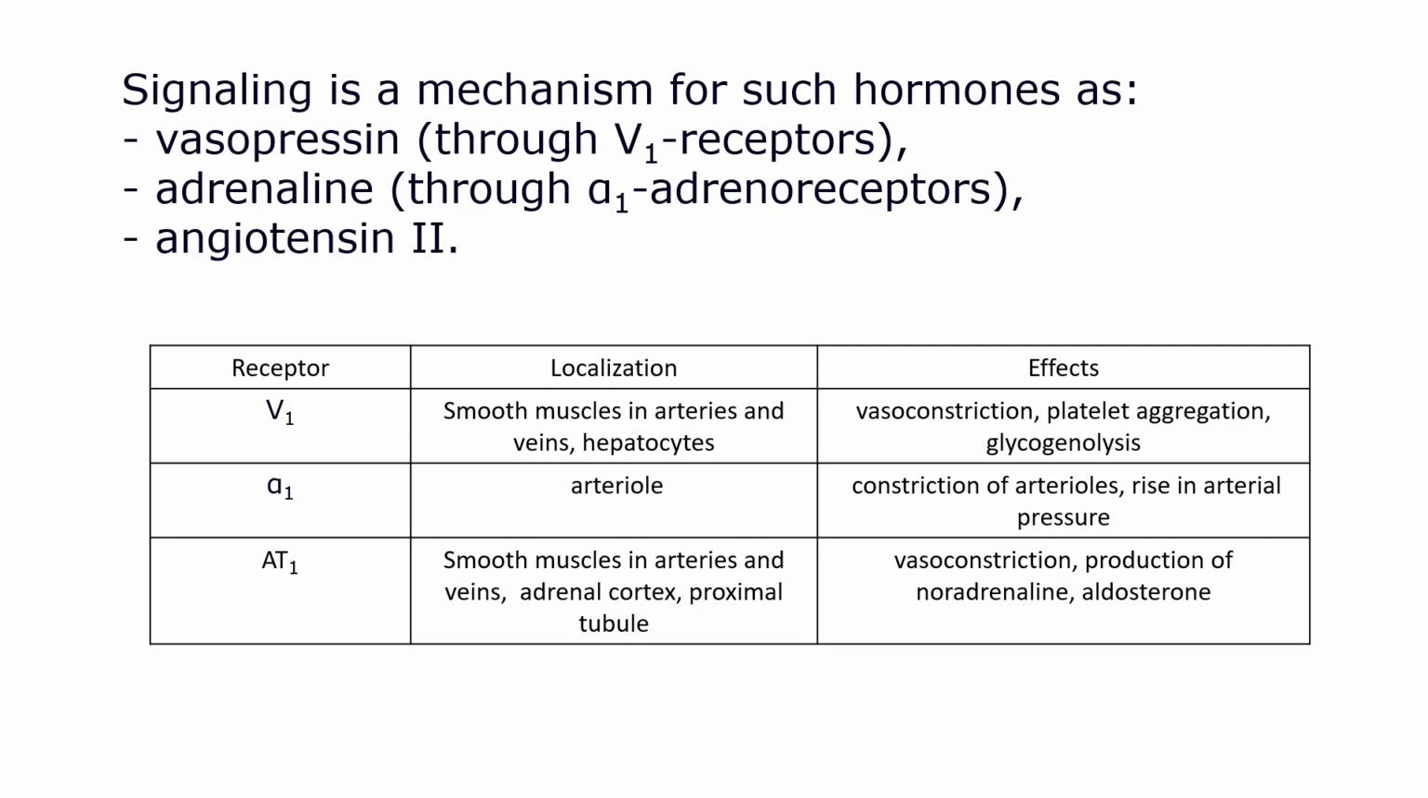And for AT1, these receptors are located in smooth muscles, in arteries and veins, also in the adrenal cortex and proximal tubule. And the effects are vasoconstriction, and the production of noradrenaline and aldosterone.